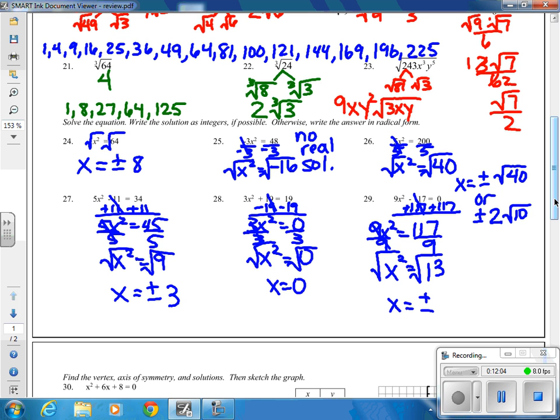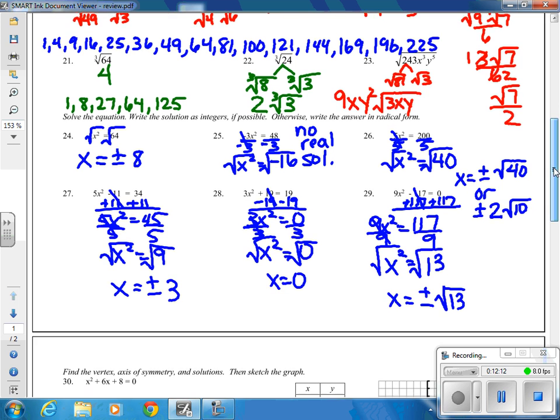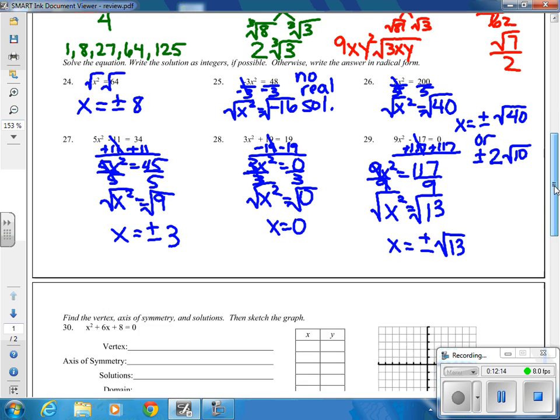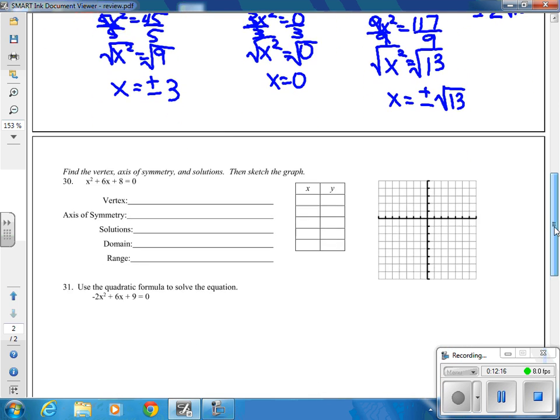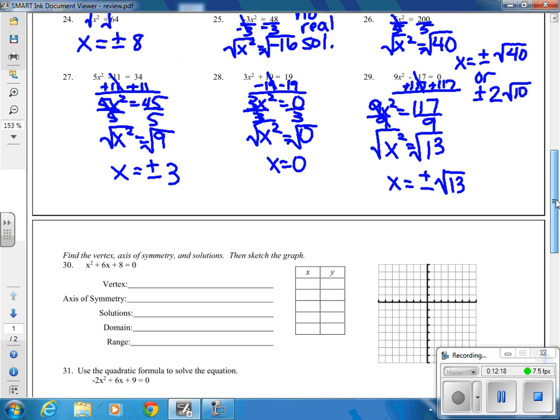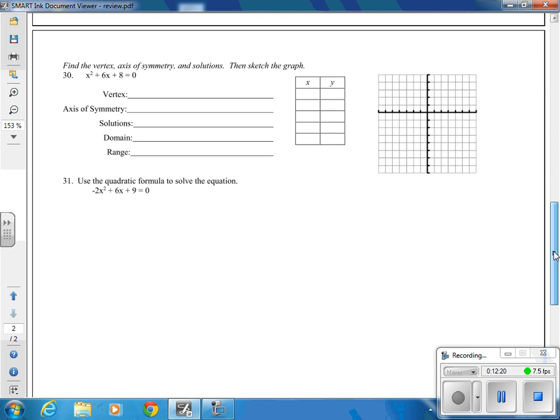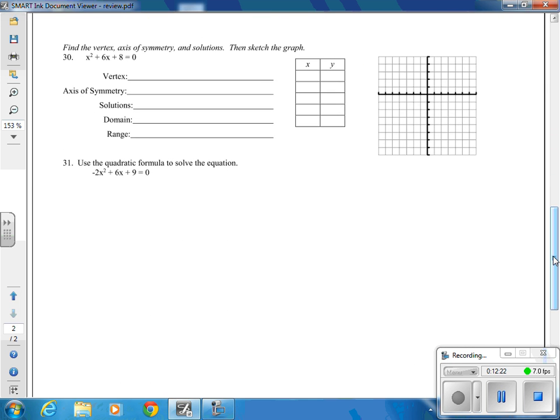Okay, I can't simplify it, so the only way to write this answer is plus or minus radical 13. Okay, so you will have a pretty lengthy section that asks you to solve quadratic equations using square roots. All right, now the back side has you dealing with the graphing aspect and the quadratic formula, which are the newest pieces and the last pieces that we covered in class.